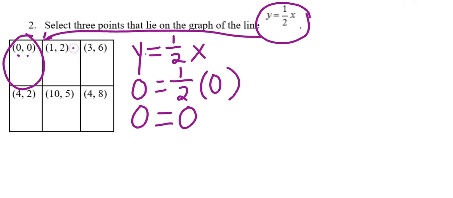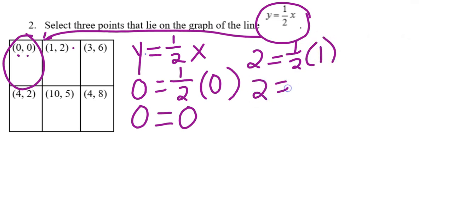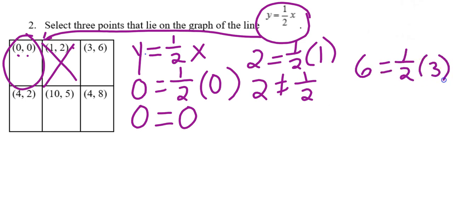Let's try these two numbers. Y, 2, equals 1/2, x here is 1. So 1/2 times 1 is 1/2. Doesn't work. So this one is not a point on the function. 3, 6, y being 6, equals 1/2 of 3. Okay, if I find half of 3, that's 1.5. 1.5 is not equal to 6. I'm going to cross that out.